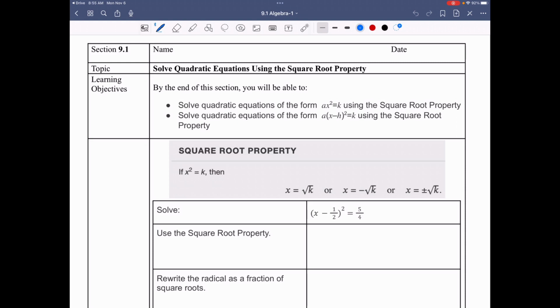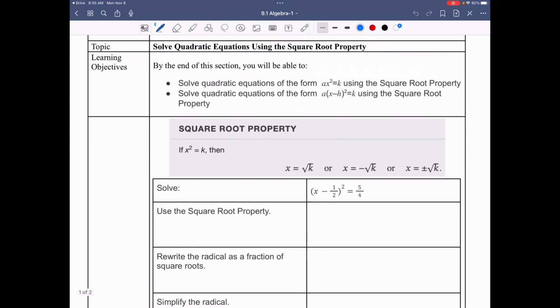All right, so the square root property just says that if x squared equals k, so x squared equals something, then x is equal to the square root of that something, or x is equal to the negative square root of that something, or we can just write it as x equals plus or minus the square root of k.